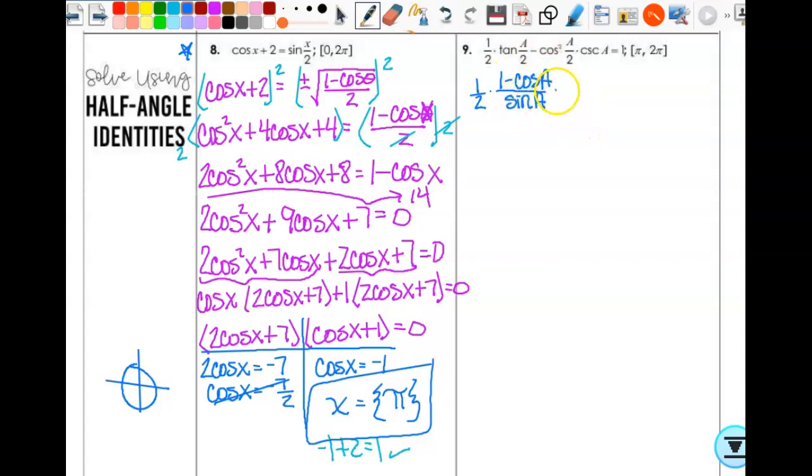Then minus, so I've got cosine squared of the half angle. That means I'm going to put in whatever that identity is and square it. So I'm going to open some parentheses, look at my cosine of theta over 2, and that is plus or minus the square root of 1 plus cosine A over 2. And then I still have to multiply that by cosecant, and that equals 1.